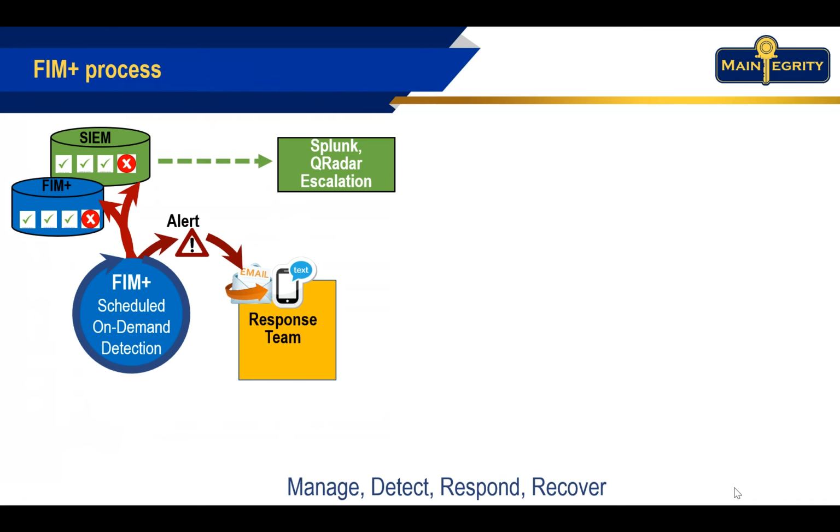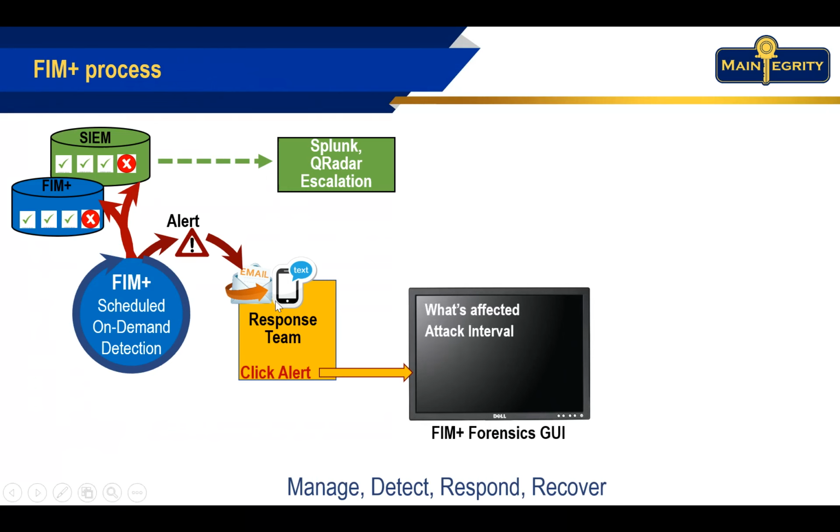Why did that change? Well, the very first thing we have to do is alert the response team, and we can alert the response team by email or by text. When that email arrives, the response team simply clicks on the email and up pops our GUI. The second the GUI comes up, we know every component that's been affected. We also know what the attack interval was, because it's from the last success record to the current time when we discovered the problem. So a lot of research is already done with one simple click.